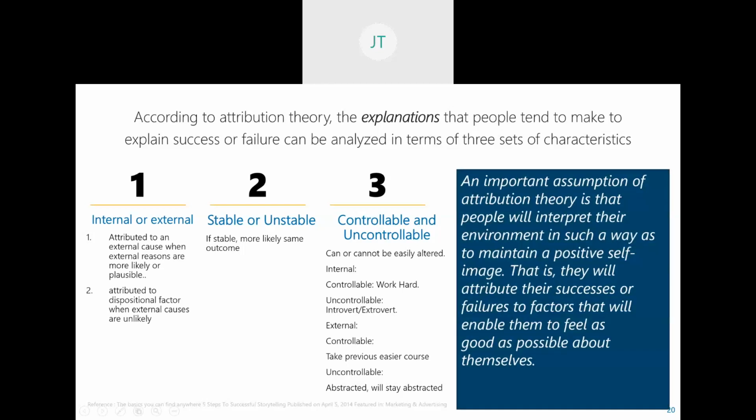Do I have anything here? An important assumption of attribution theory is that people will interpret their environment in such a way as to maintain a positive self-image. That is, they will attribute their successes or failures to factors that will enable them to feel as good as possible about themselves.